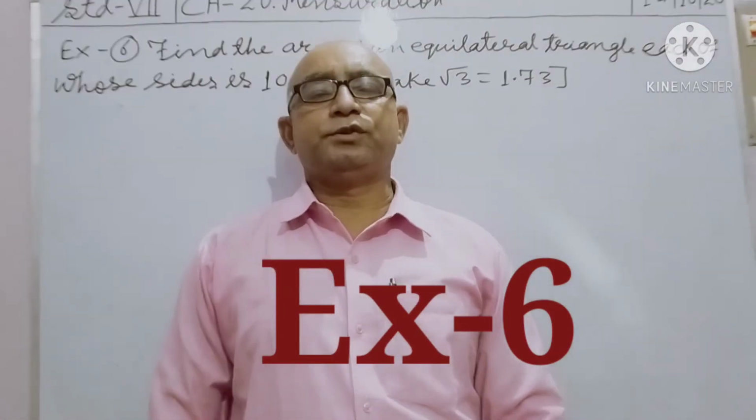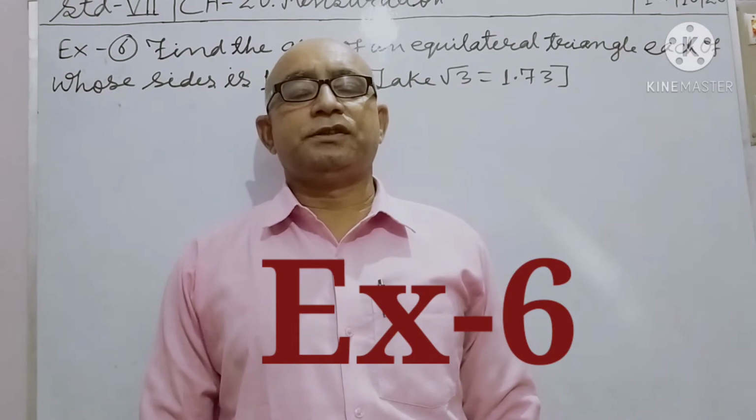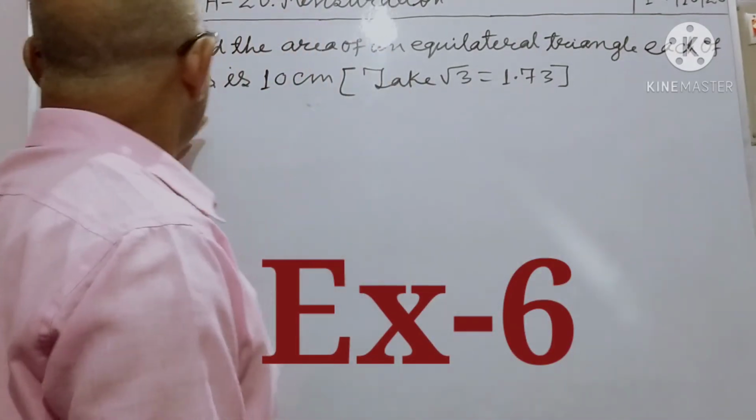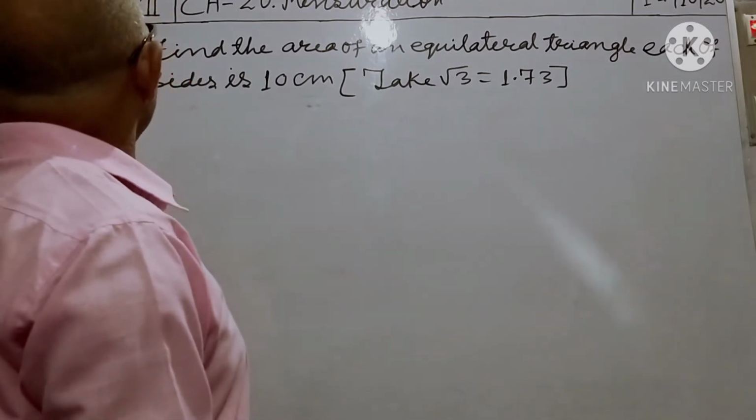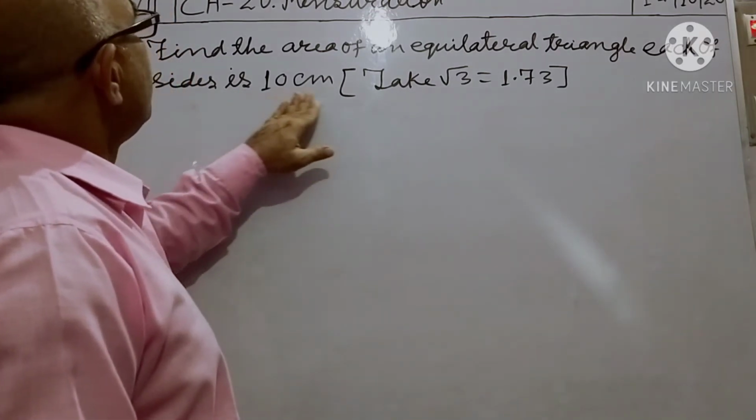Students, next question is example 6. In this question, find the area of an equilateral triangle, each of whose sides is 10 cm.